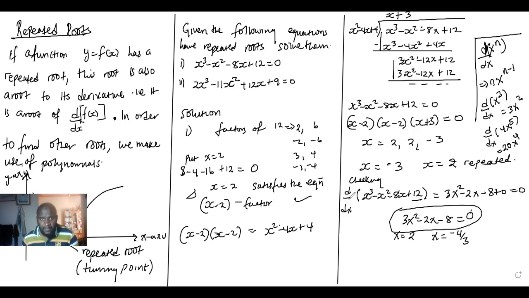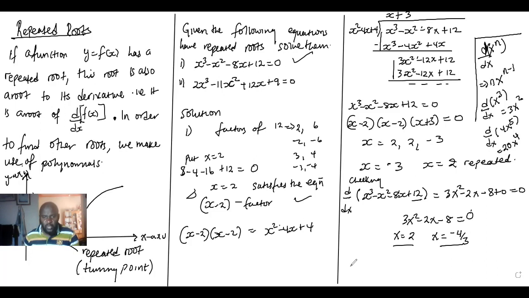Now listen to me. We are just investigating to know whether 2 was exactly the repeated root, in case you didn't know. How do you confirm now? You come back to the function, this one. Substitute these values of x. The one that satisfies the equation, that gives you 0, is what confirms the repeated root. So can we substitute 2?